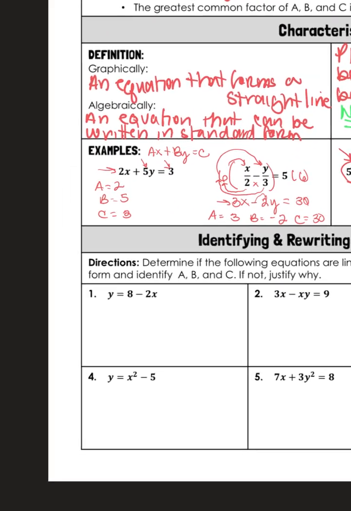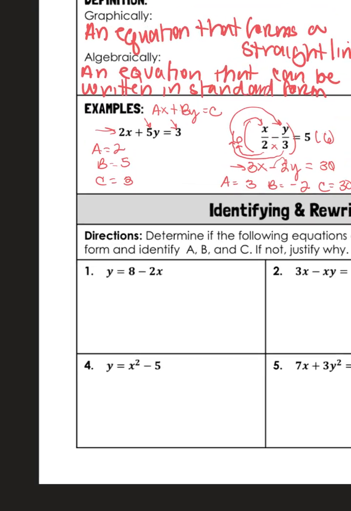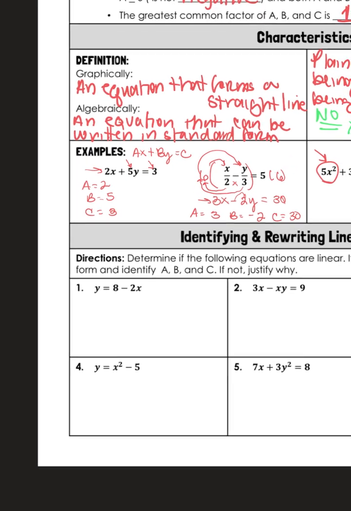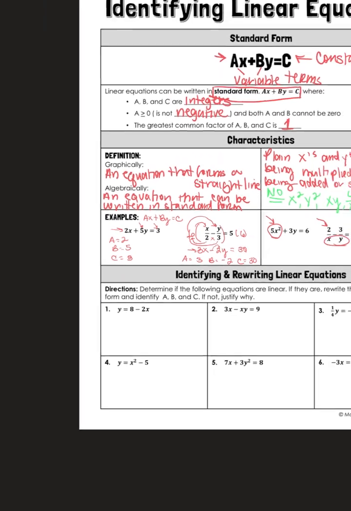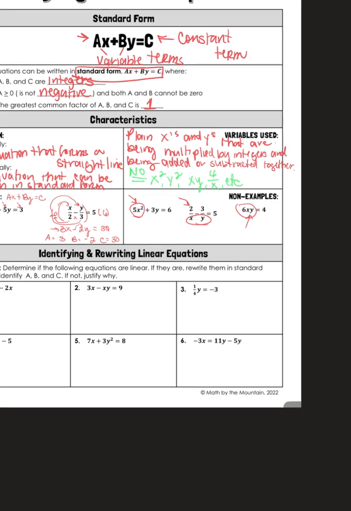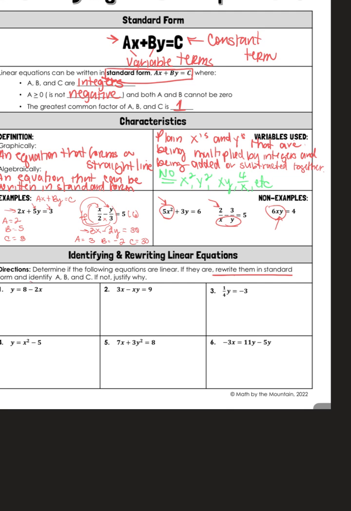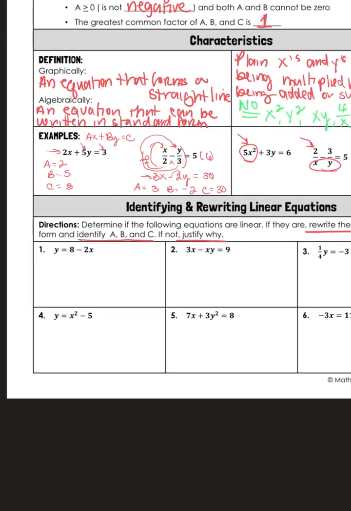Now, I'm going to try one of these and then I'm going to leave the rest for you to do for homework. So it says determine if the following equations are linear. If they are linear, rewrite them in standard form, and you want to identify A, B, and C. And if it's not linear, you need to justify your answer. So we're going to use our examples from above.